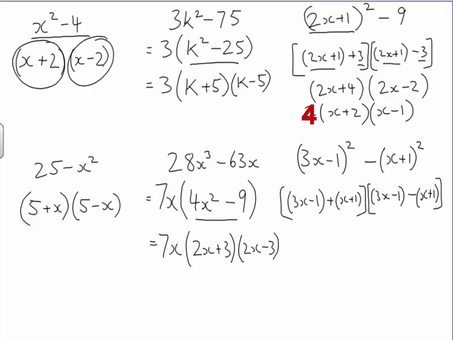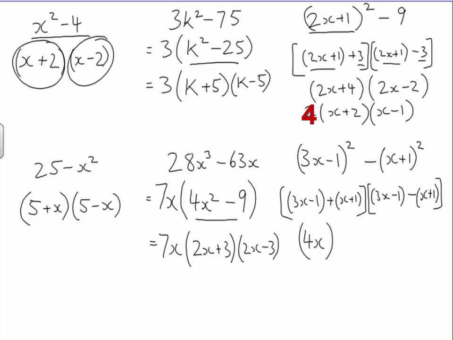So just like in the previous question I did, I now am going to simplify everything inside the square brackets. I've got 3x plus x here. So 3x plus x is 4x. I'll put that in a bracket. And -1 plus 1, nothing, right? 0. So I'll just leave that like that for the moment.